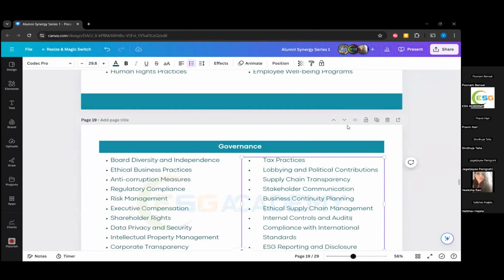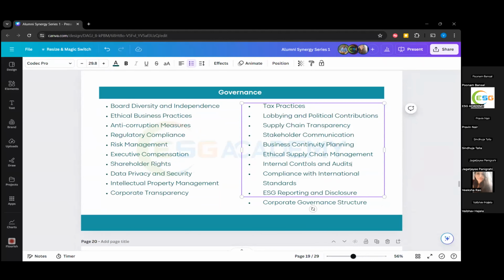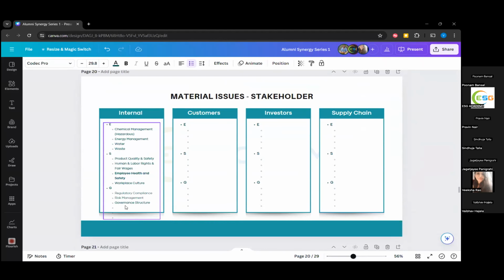Internal control and audits was the one, right? I don't think the internal stakeholders are like that. Right. So we've got our internal.